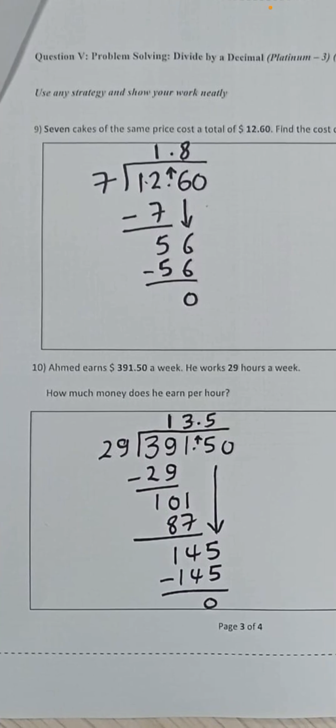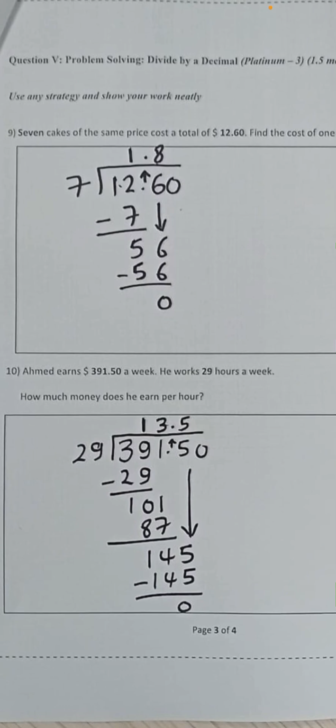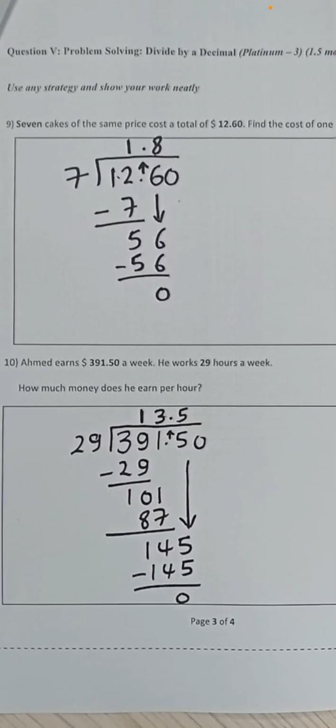Now in number 9, 7 cakes of the same price cost a total of 12.60. Find the cost of one cake. Here, we need to divide the money by the items. Always to know the price, you divide the money by the items. So we have 12.60 divide 7. As you know, we put the point up, and then we divide.